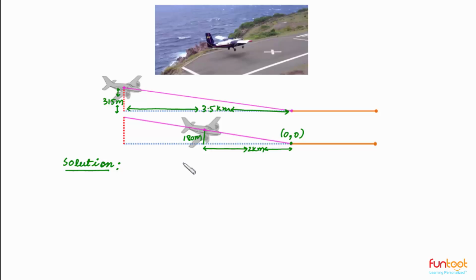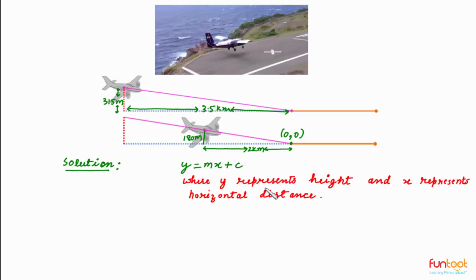So let's try to form a linear equation y = mx + c, where y represents height and x represents horizontal distance. Solution pairs for this linear equation can be (3500, 315), converting 3.5 km into meters for the horizontal distance, and 315 meters the height. The second solution pair can be (2000, 180), converting 2 km into meters, and the height here is 180 meters.